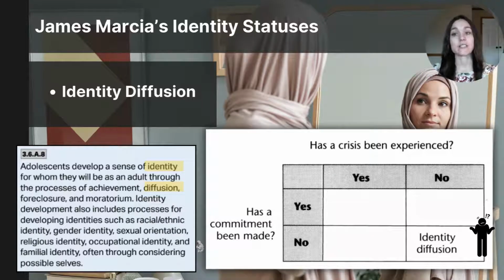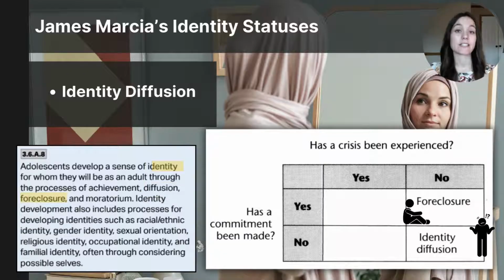So, the first status is called identity diffusion. And this status refers to individuals who have not yet explored or committed to an identity. They might feel uncertain or indifferent about their future and who they are. An example might be an adolescent who feels lost and doesn't seem to have a clear direction in their life. They haven't explored career options. They might not feel certain about their religious beliefs or have really identified their personal values, and they might not really care about finding the answers. They might be unsure about what they want in the future and might feel directionless.